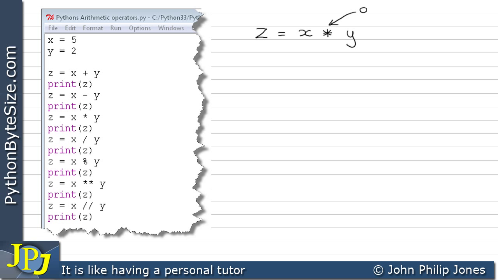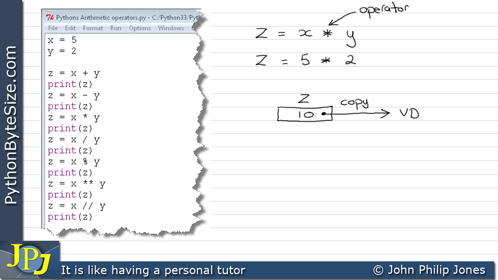This is the operator for multiplication. Now x has actually got 5 in it and y has got 2, so this is really 5 times 2. So at the end of this program statement we will have 10 stored in Z, and of course that is sent to the visual display unit. A copy is sent because of this line in the code here asking for Z to be printed.